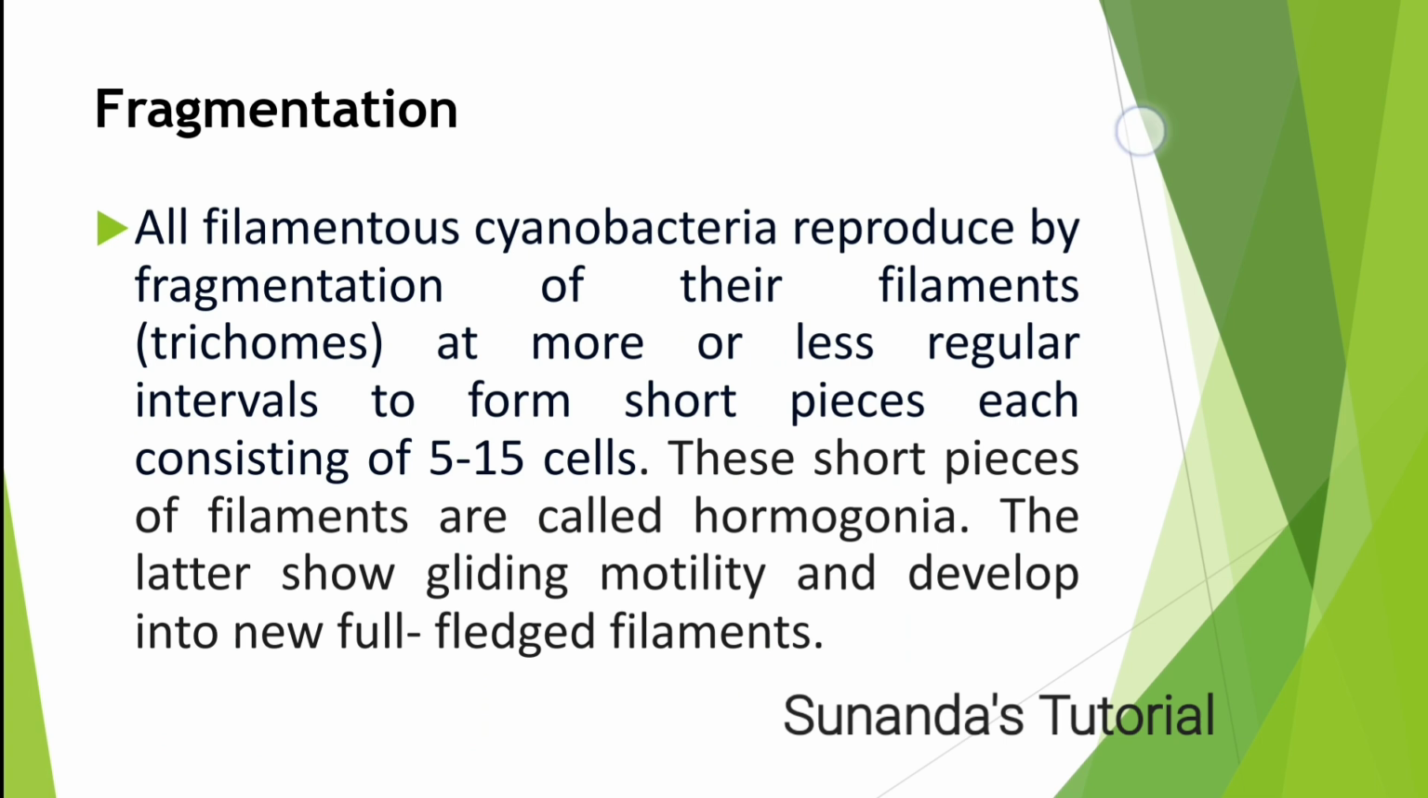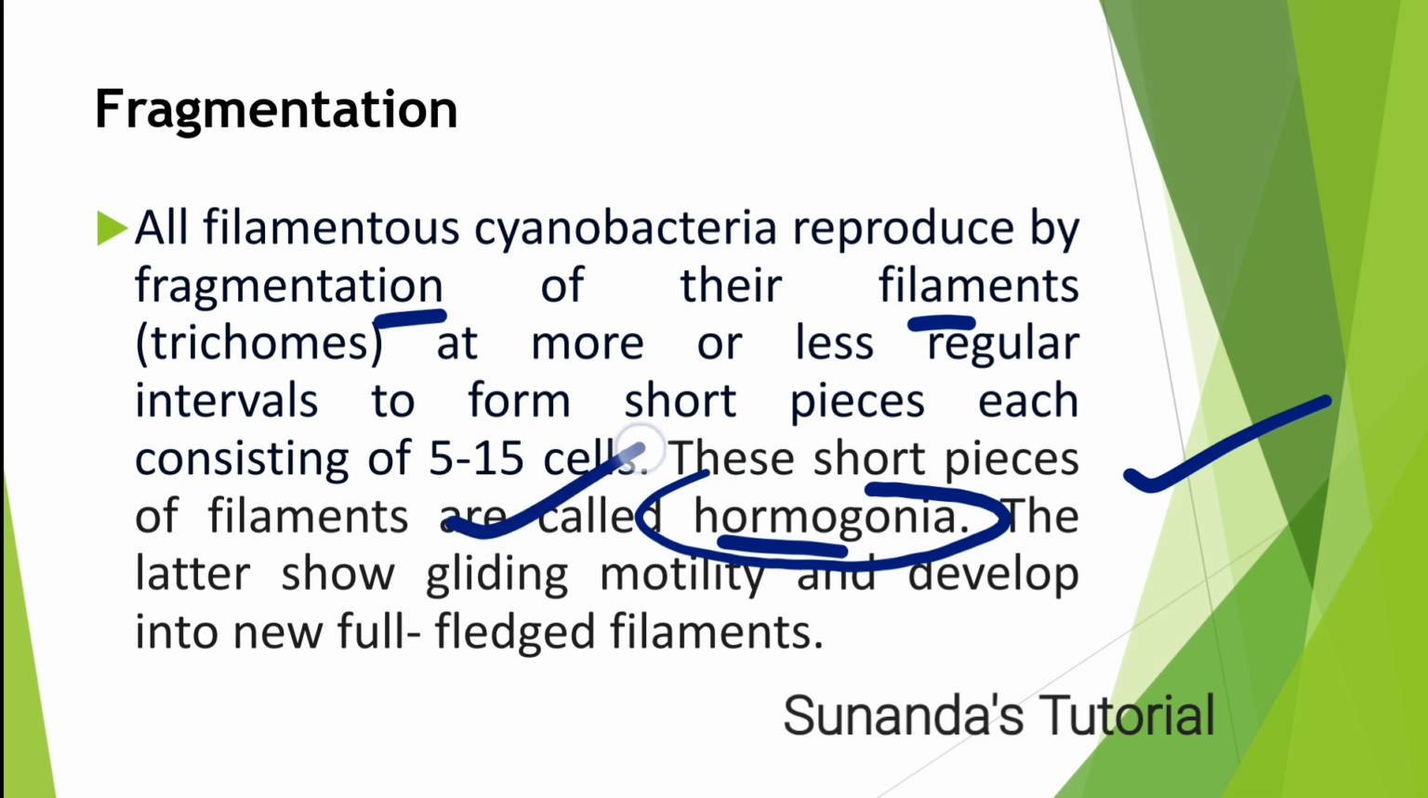Cyanobacterial cells reproduce by fragmentation of their filament or trichome at regular intervals into short pieces. Those short pieces are called hormogonia, and these hormogonia later on develop into a new cyanobacterial cell, with gliding motility, and develop into a fully fledged filament.